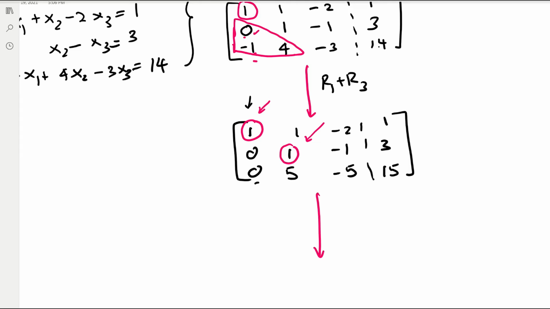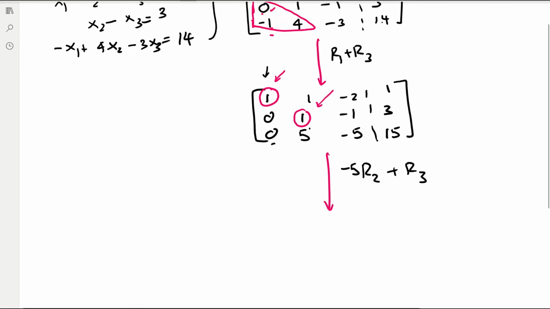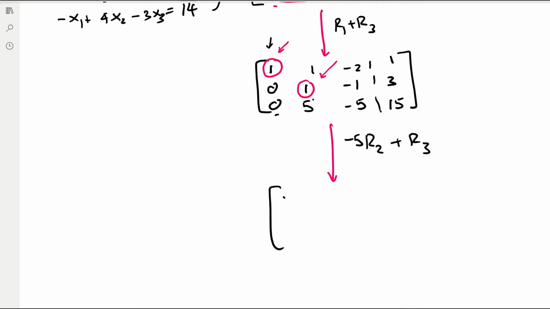To make 5 zero, what we can do is multiply the second row by negative 5. And then this one becomes negative 5. When you add it to the third row, negative 5 plus 5 is 0. So 1, 1, negative 2, 1, and 0, 1, negative 1, 3. So 0, 0. So negative 1, if you multiply it by negative 5, it's going to be 5. 5 plus negative 5 is 0.